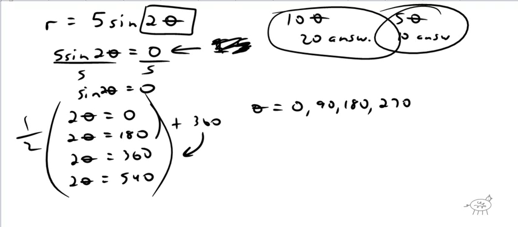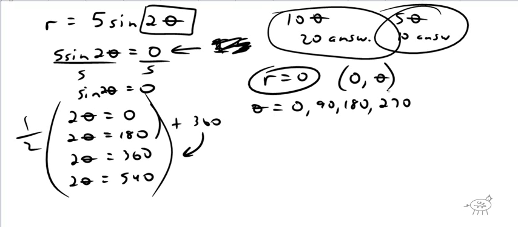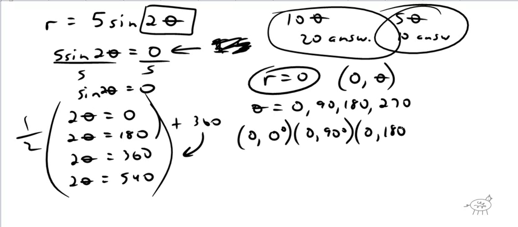All right, but that's not my final answer, because you need to set r equal to 0 and give me 0 comma that theta. So it's going to be 0 comma 0 degrees, 0 comma 90 degrees, 0 comma 180 degrees, and 0 comma 270 degrees. Okay, those are your 4 answers. Okay, very, very important. Got to be coordinates.